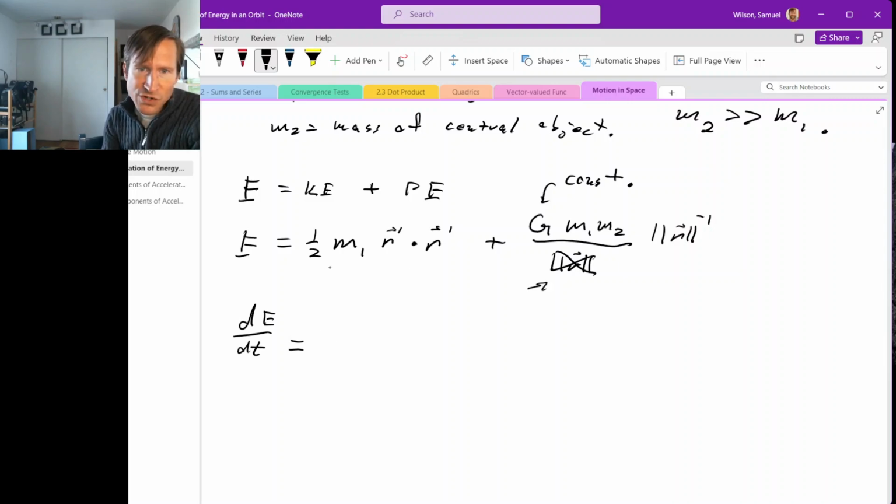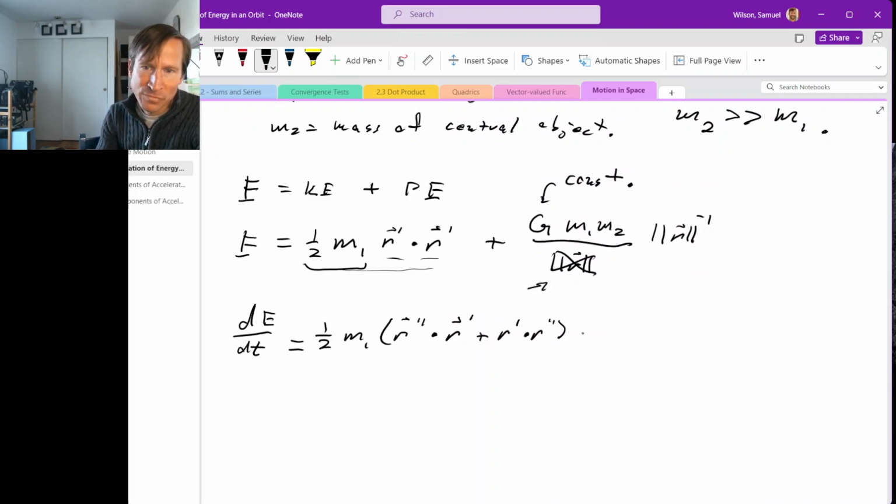All right, so on this first term, when we differentiate it, the 1/2 m1, those are constants, so we can move those outside our derivative. And now we need to differentiate this dot product. We can use the product rule for dot products, which looks like the regular product rule. So it's going to give us r double prime dot r prime plus r prime dot r double prime. Okay. And then on our second piece, G, m1, m2 are all constants, so let's move those outside our derivative.